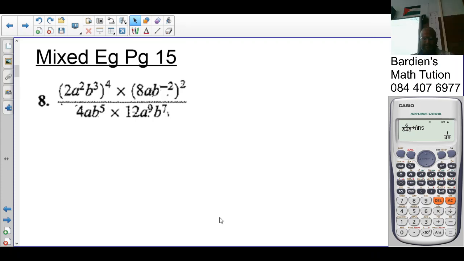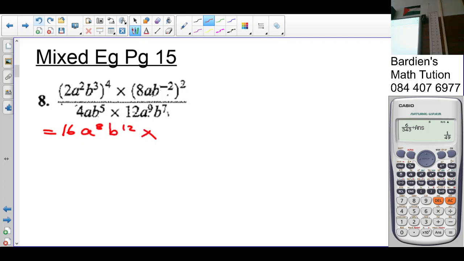Okay. So, number 8. The 2 to the exponent 4? 16. You all agree with that? Or if there's a 1, we can say it's 2 to the exponent. Not so? 8 to the exponent? 8. B to the exponent? Times 8 squared is 64. A squared, B negative 4, all over.